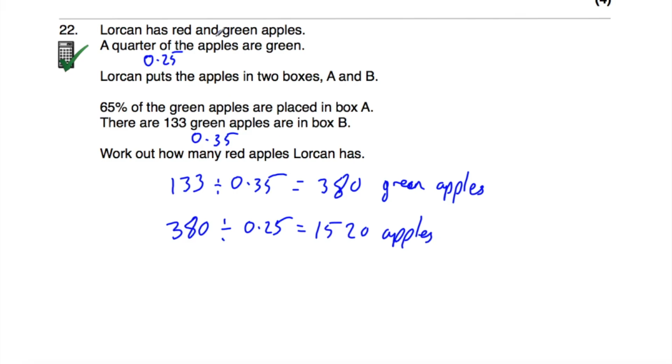Now, if we want to find out how many red apples there are, we can just take the 380 away from the 1,520, and that'll tell us how many red apples there are. If we do that, we get an answer of 1,140. And that's it. That's our answer. That's how many red apples there are. Okay, let's have a look at our next question.